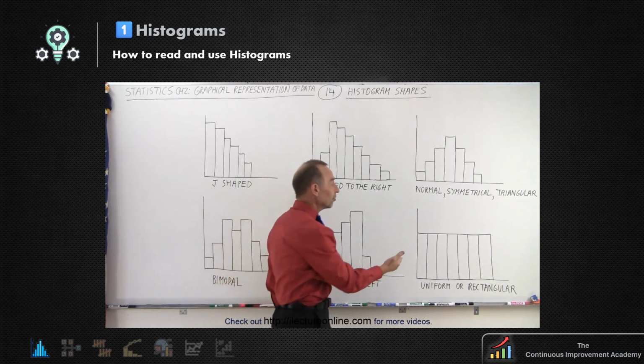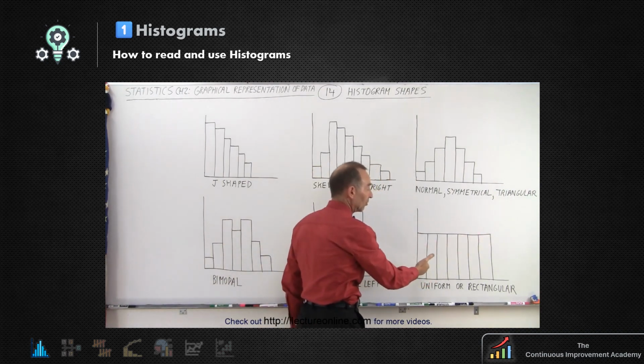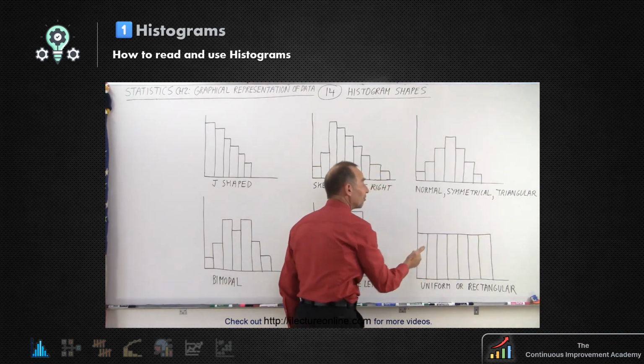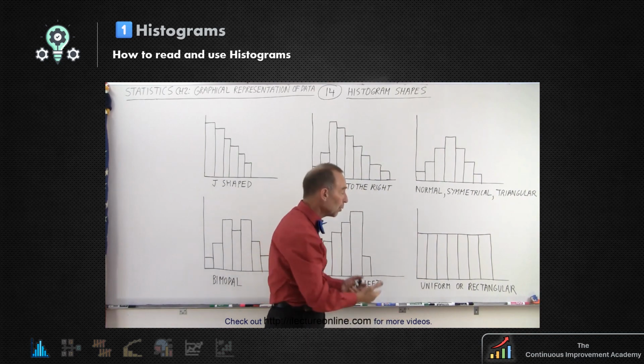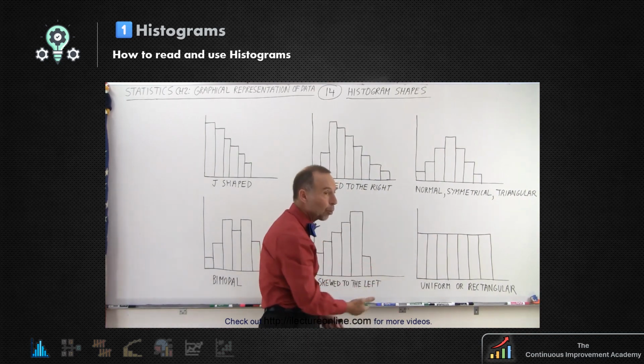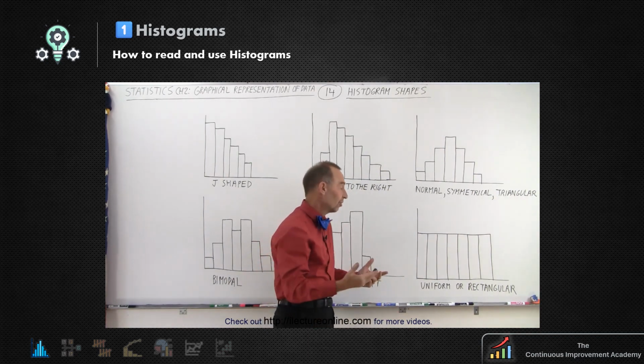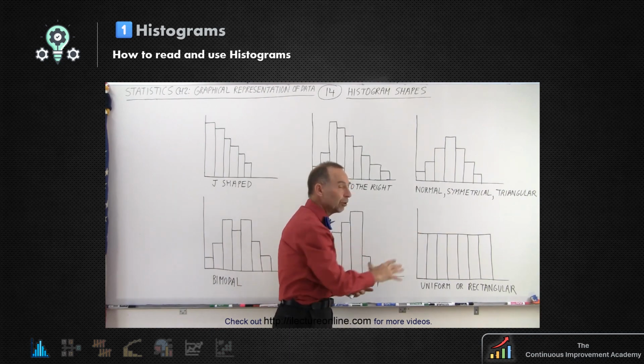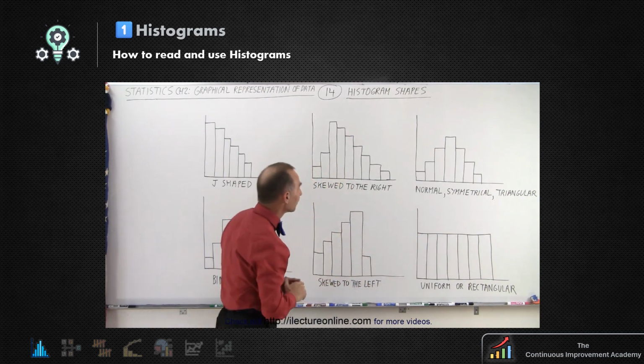This is, of course, not something we would expect. We wouldn't expect to see just as many A's as C's as F's in a class. But if it was, then we would call that shape uniform or rectangular. It simply means that there's the same number of each type of the data.